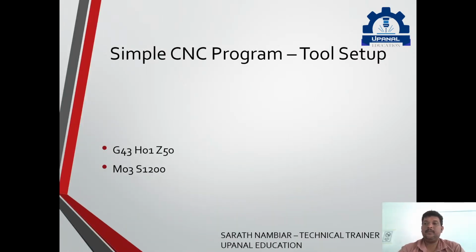Next line, what will we give? We'll give the tool change also. First we have to give the tool. I forgot to mention here, the tool number will be given. For example, we are giving T01 M06. M06 is the tool change code. So we will give T01 M06.